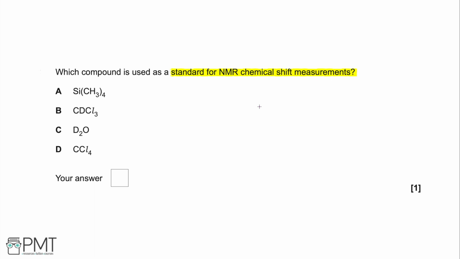So the first thing that we need to check is that all of these compounds actually produce a peak in both carbon and proton NMR. They're the most common ones. Other types of NMR might use a different standard to the one we're going to talk about here in this question. But the first thing we should be checking is whether they actually produce a signal in both carbon and proton NMR. So the first one that's drawn my attention is D2O. This doesn't have a carbon in it, so it won't produce a peak in carbon-13 NMR.